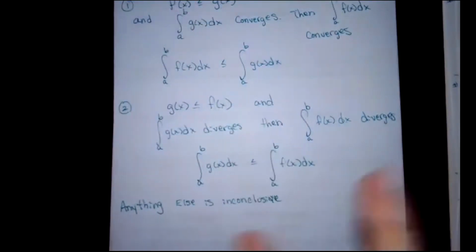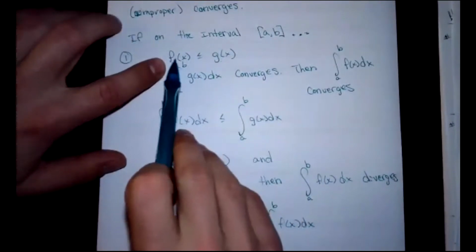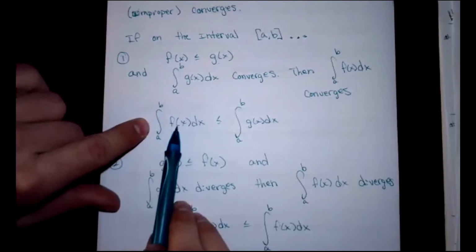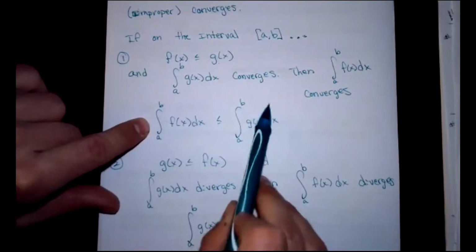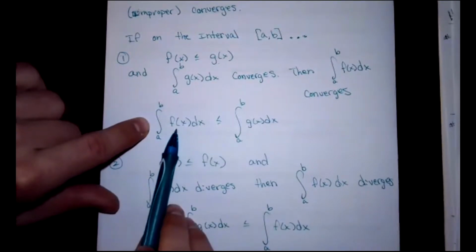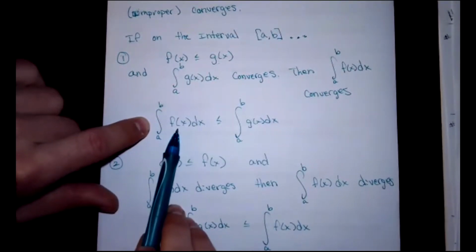What do I mean by that? Well, let's suppose I have these two functions here, and f of x is less than g of x. So we're going to have this integral is less than this integral. But if this one goes off to infinity, can we say anything about this one? No. All I know is that it's less than infinity.